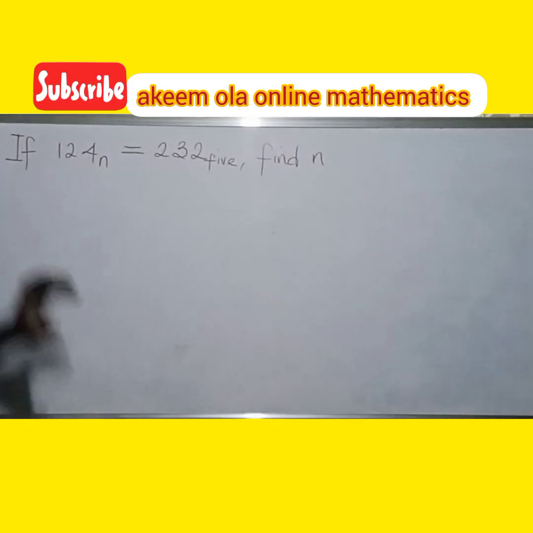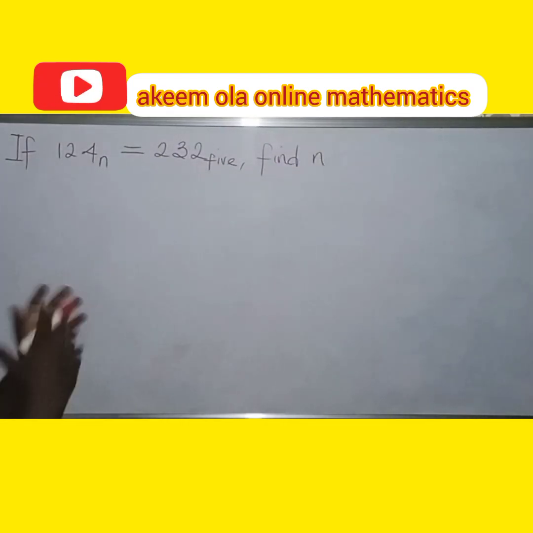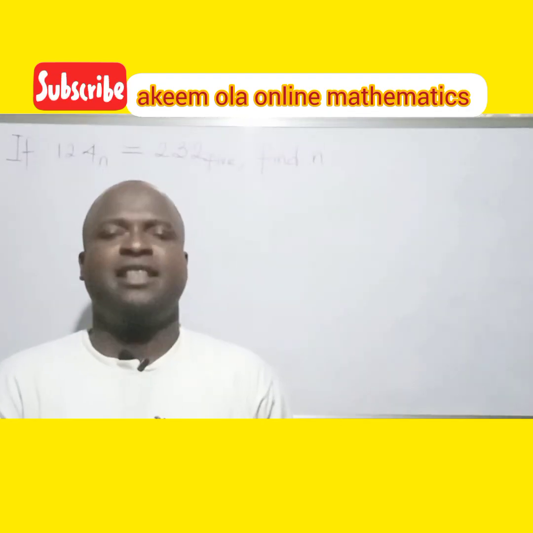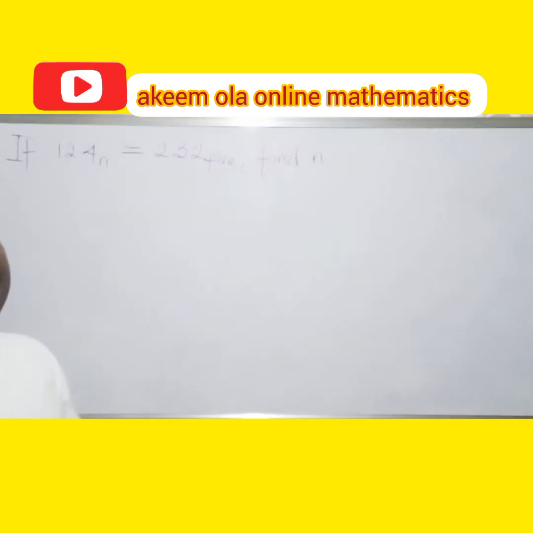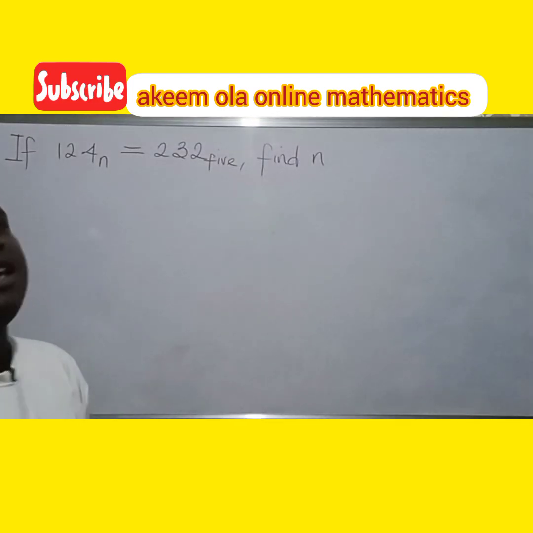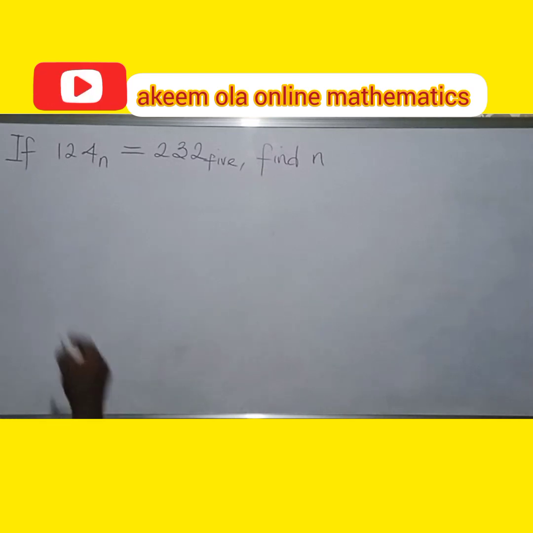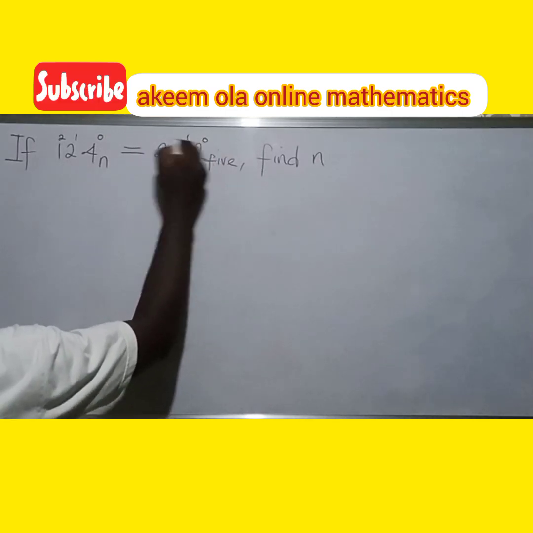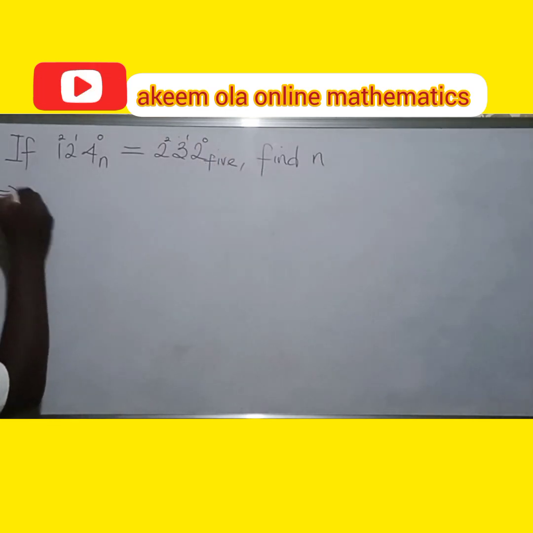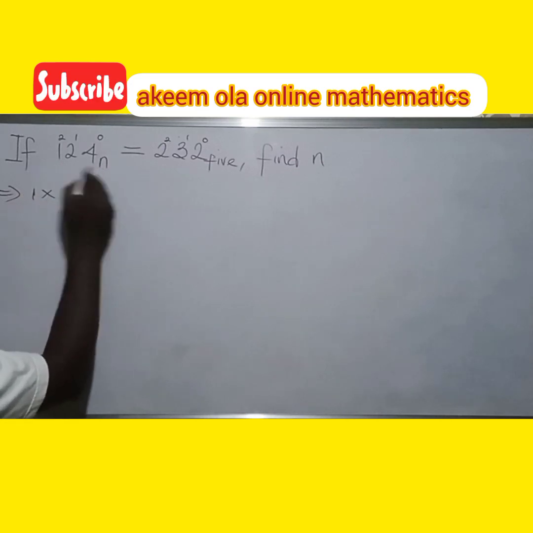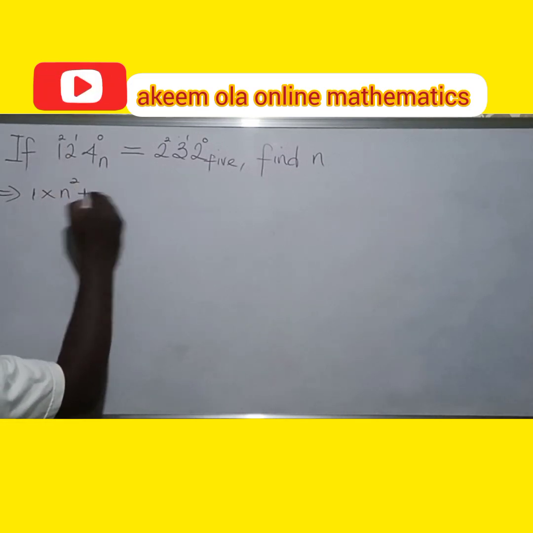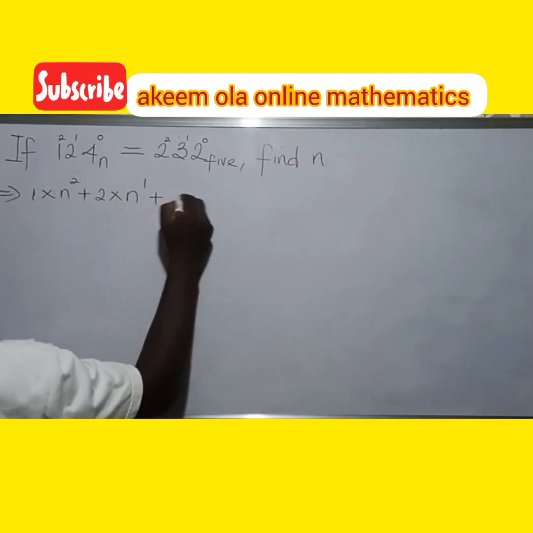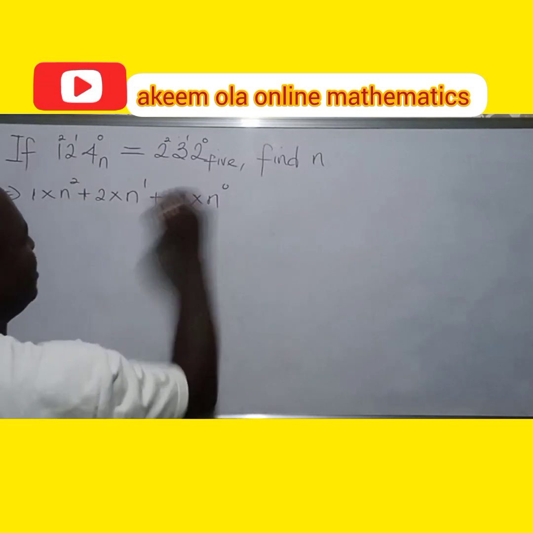For us to find n, we are going to convert both sides, the left hand side and the right hand side, to base 10. When you convert to base 10, then we can collect like terms and expand further. For us to convert to base 10, we have the positions 0, 1, 2 here, and 0, 1, 2 here. That means we are going to have 1 times n raised to power 2 plus 2 times n raised to power 1, then plus 4 times n raised to power 0.